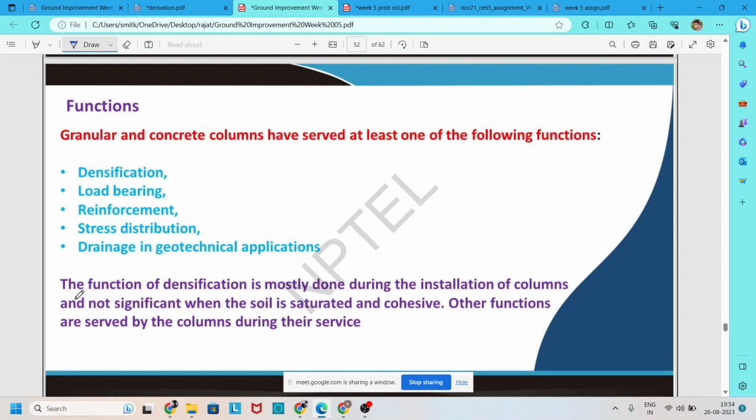And one conclusion is drawn that the function of densification is mostly done during the installation of the column and not significantly when the soil is saturated and cohesive. That means the densification function is only done during installation. After this, densification is not important for us, because the soil is saturated and cohesive. Other functions may remain the same during the service period.